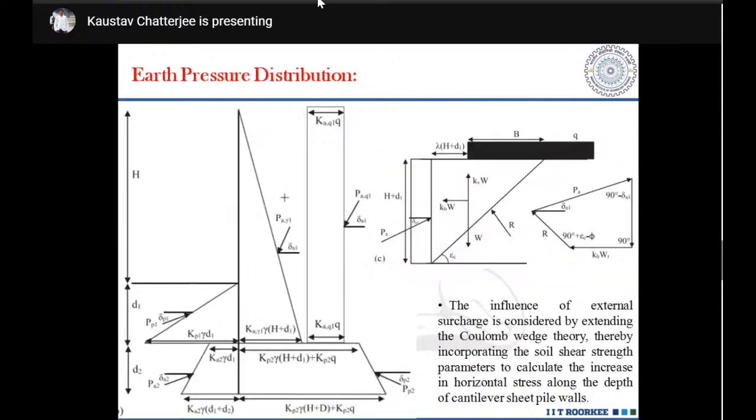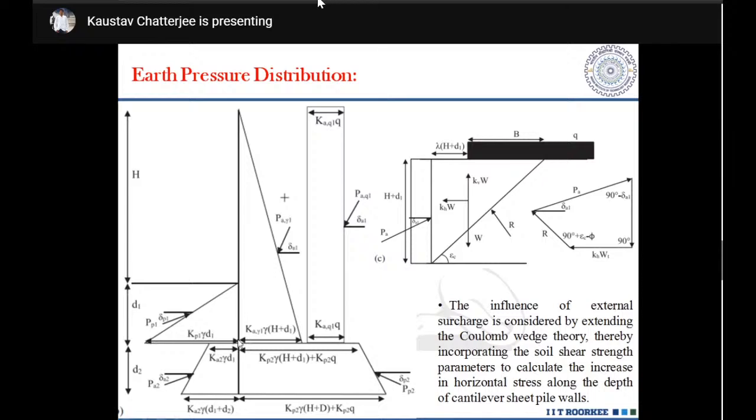That's what we should remember. And this is the earth pressure diagram for this condition. This represents the soil, and this represents the surcharge loading. Now this is the point of rotation. So what we have seen over here, about the point of rotation, we have the active condition over here, passive over here. So Ka1 gamma into H plus D1 and Kp1 gamma D1.